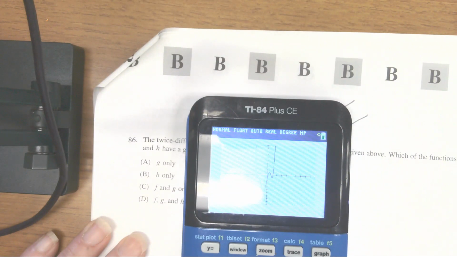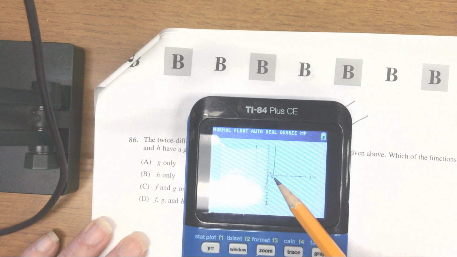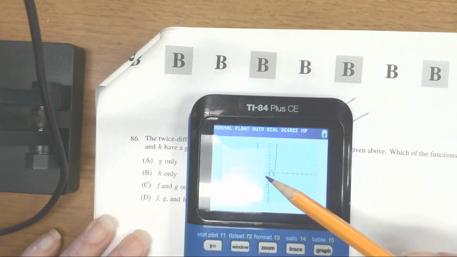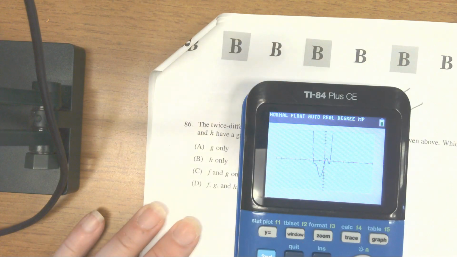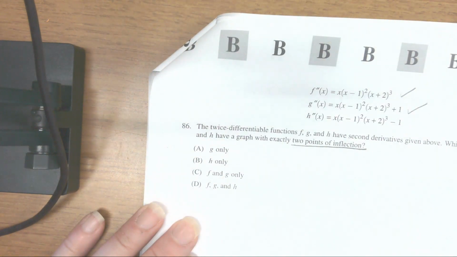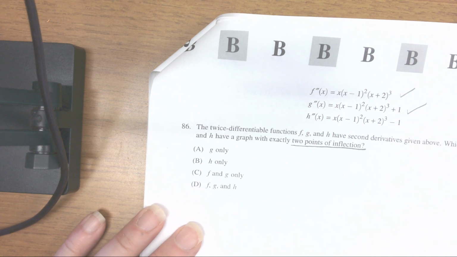Okay, this becomes 3 points of inflection. 1, 2, 3, 4 points of inflection here, doesn't it? Okay. So it should be F prime, double prime, and, or F and G only. Letter C.